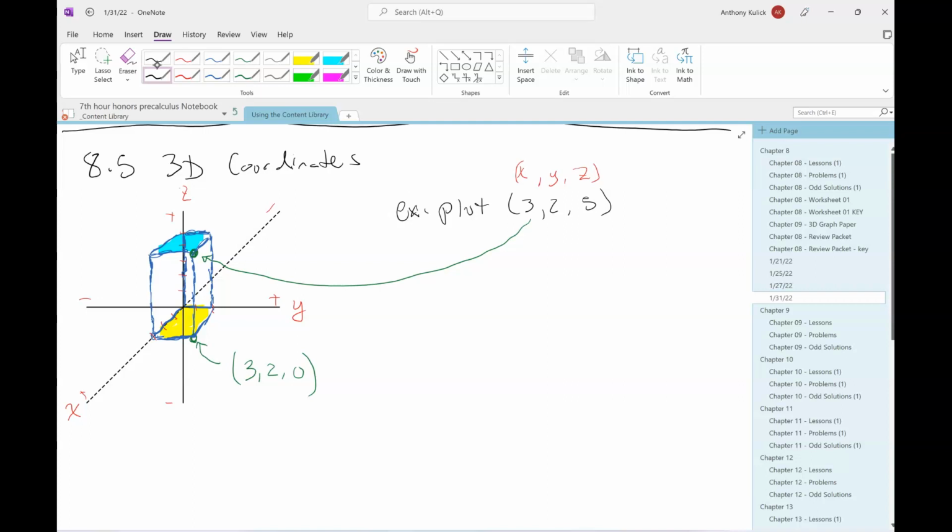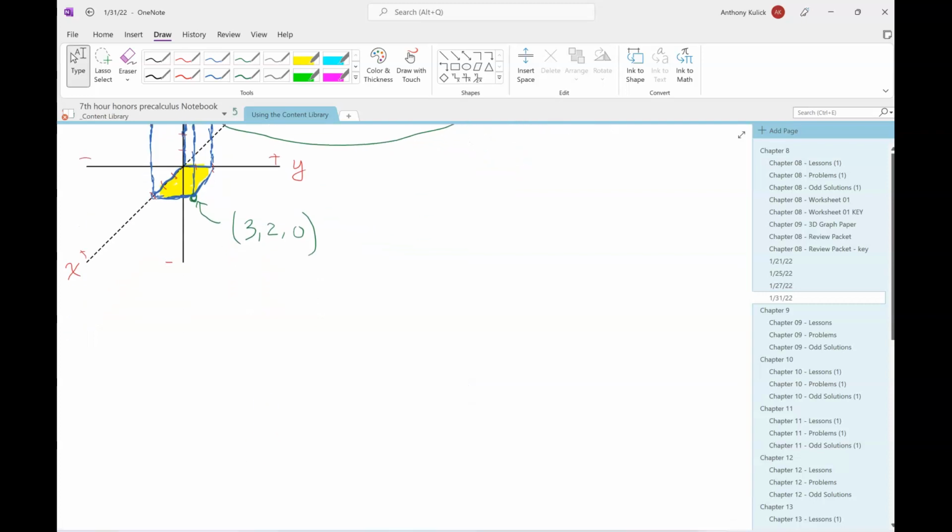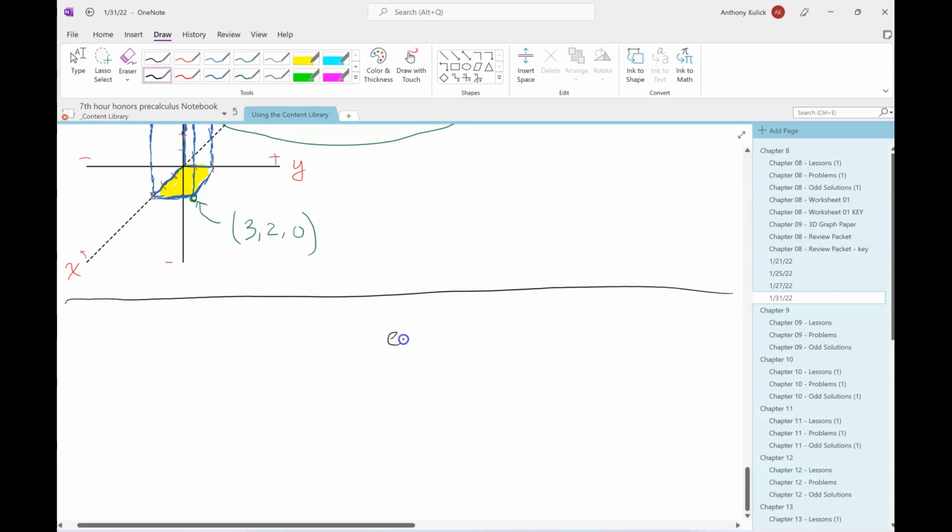Should we do another? Again, not terribly difficult what we just did, but it takes a little getting used to. Take some practice. Let's do this time, instead of a point, let's do a vector.